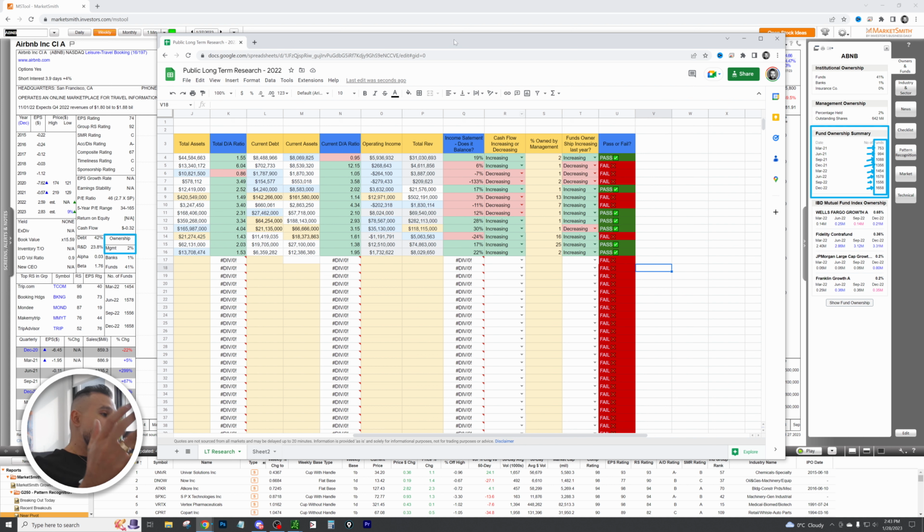All right, guys, so there you go, another one. AirBNB, possibly something I want to start investing in the long term. So that is something to take a look at.